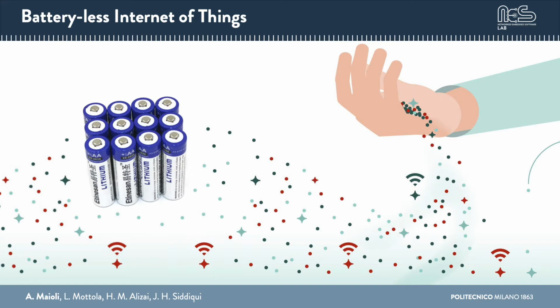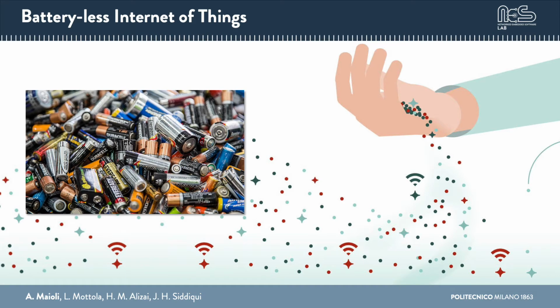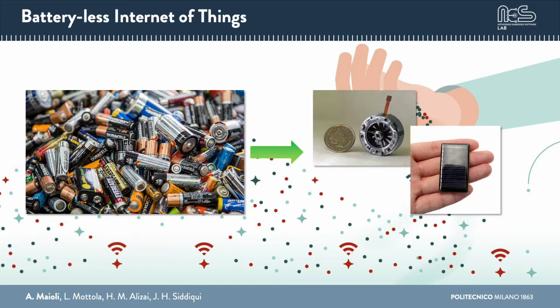The devices of the Internet of Things are powered only using batteries, which must be periodically recharged, replaced, and disposed. This introduces a significant environmental impact, and to overcome this problem, researchers want to replace batteries with energy harvesting technologies. Here, a device is powered only using the energy harvested from the environment, which is then stored inside a capacitor that acts as an energy buffer.